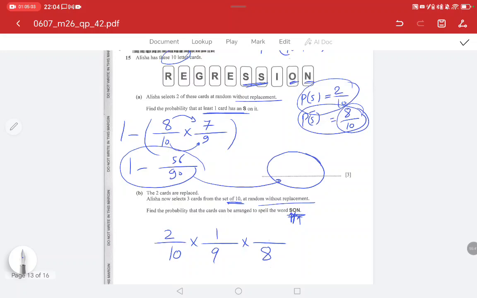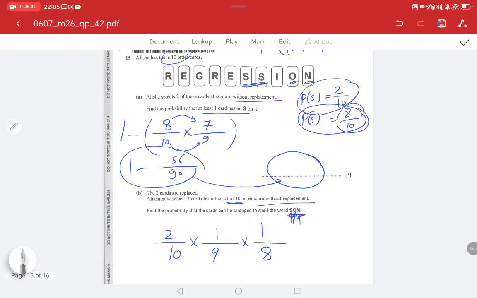Is just 1, so it's 1 over 8. Okay, since I have only one arrangement, it must be SON. In this case, we just multiply them. But if we have a different arrangement, if it's not without order, then in this case you have to multiply by 6. Okay, so take care about that.